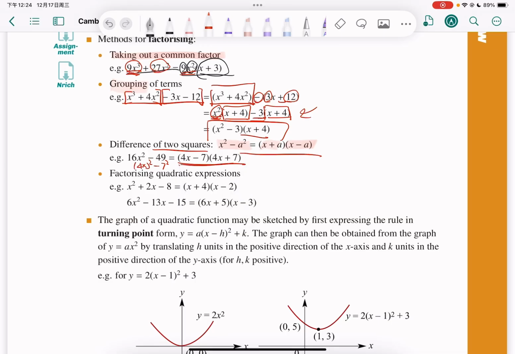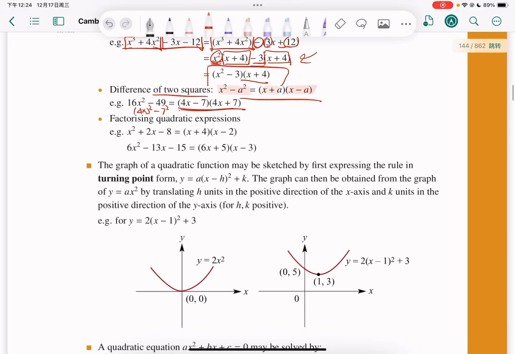Okay, factorizing quadratic expressions. We can use a method like this. The constant in front of the x squared is 1, so it can only be 1 times 1. And the constant is negative 8. So we try to find an a and a b, where a times b is negative 8, and a plus b is the coefficient of the middle term, 2.